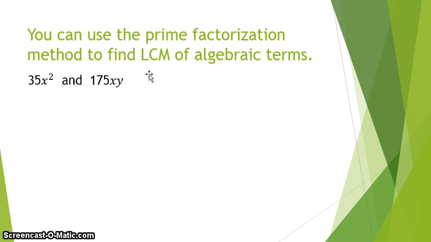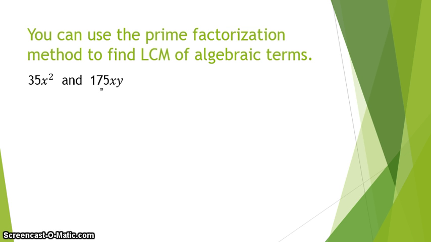We can also use the prime factorization to find LCM of algebraic terms. Now, algebraic terms are things that have numbers and letters stuck together, just like this. So, seeing if the smaller one can go into the bigger one at this point would not be a very good method for us because, quite frankly, it would be impossible. So I'm going to use prime factorization.